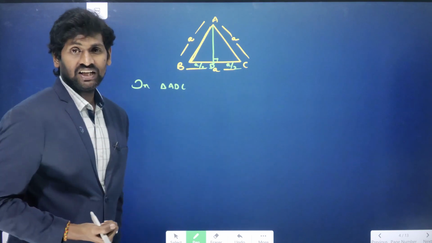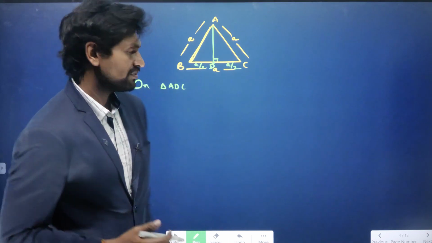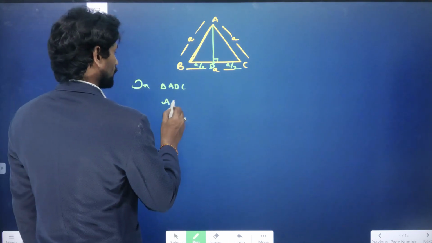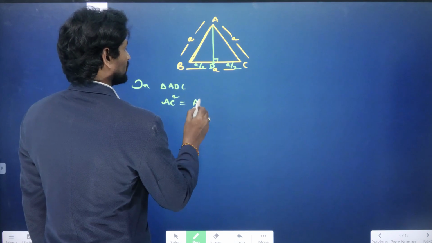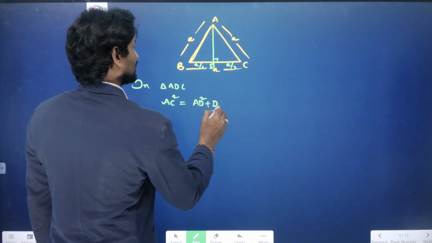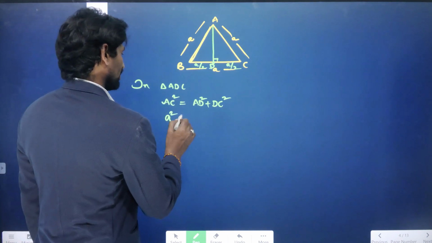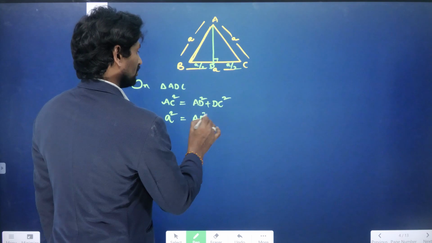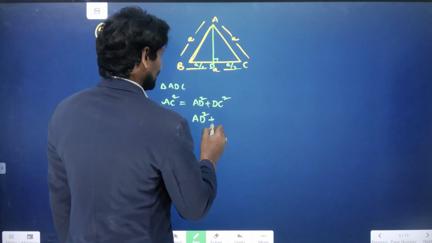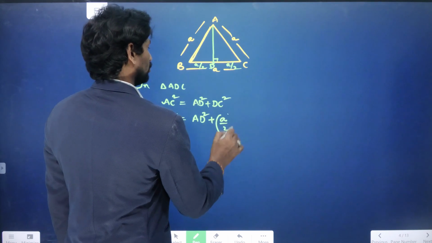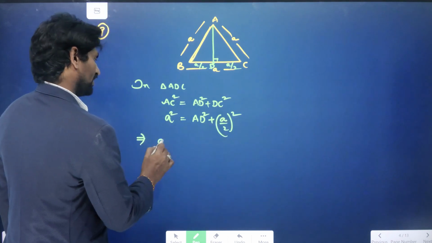Now in triangle ADC, which is a right angle triangle, try to apply the Pythagoras theorem, that is AC square is equal to AD square plus DC square. So AC square value a square is equal to AD, the altitude that we need to find, plus DC, nothing but a by 2 whole square.